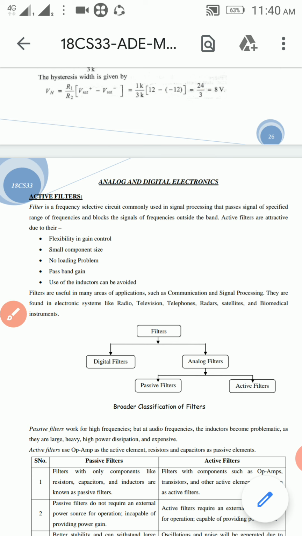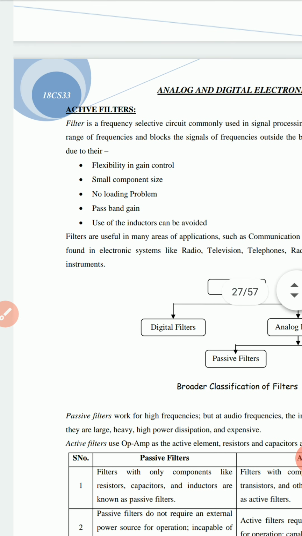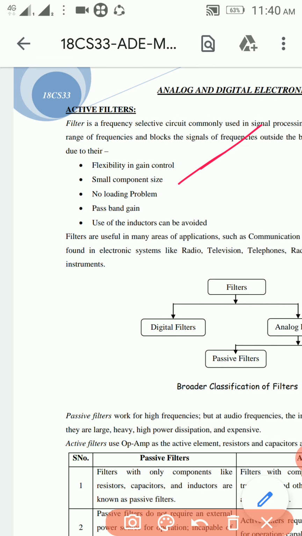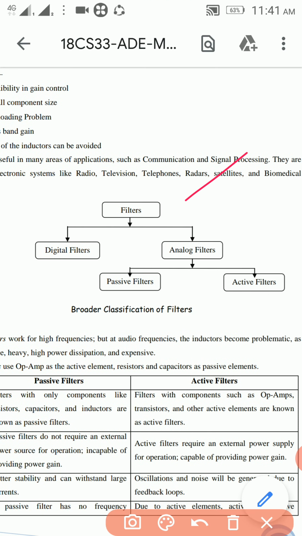Active filters are attractive due to flexibility in gain control, small component size, no loading problem, pass band gain, and the use of inductors can be avoided. These are the qualities of active filters. And one more thing: filters can be classified into two types, digital filters and analog filters. Analog filters can again be classified into two types, passive filters and active filters. We'll see the difference between them.